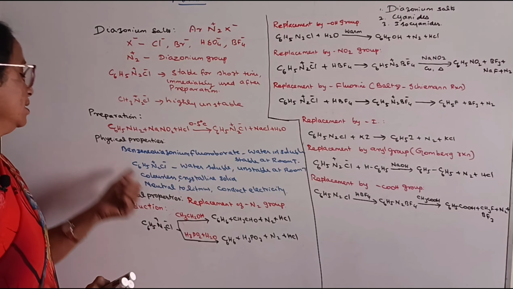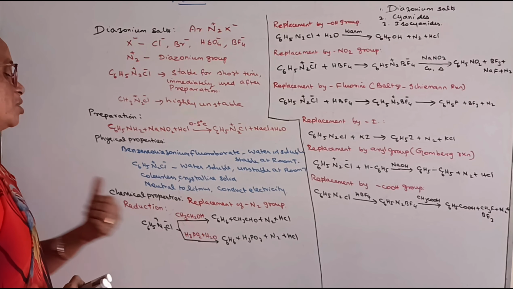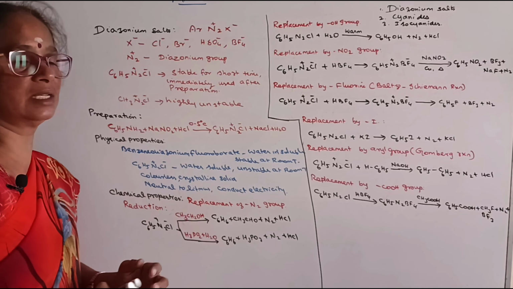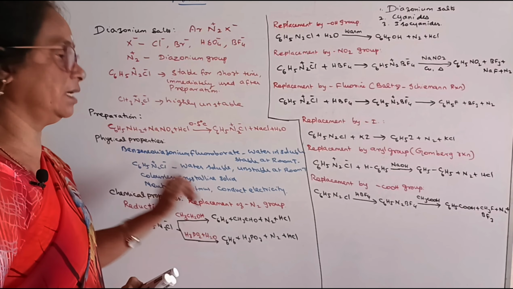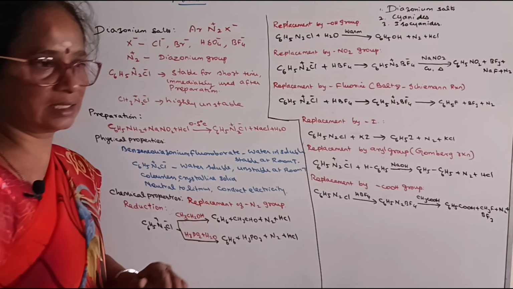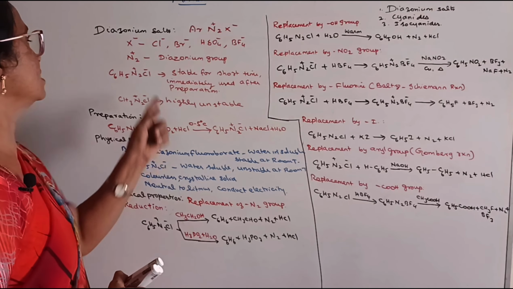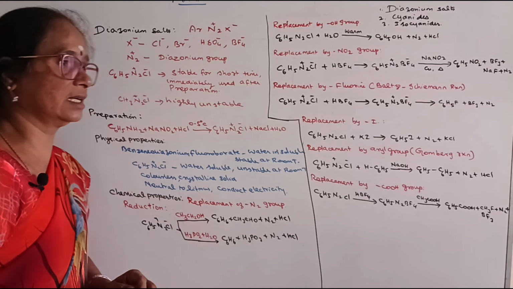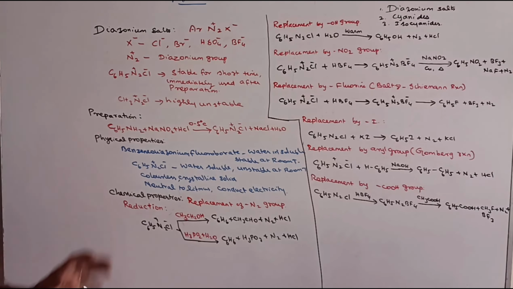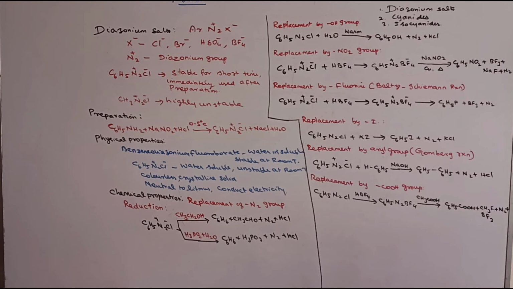Benzene diazonium salt is neutral to litmus, which means it is neither acidic nor basic, but it is able to conduct electricity because of the charges N2+ and Cl-. So they do conduct electricity. What are the chemical properties of benzene diazonium salts?